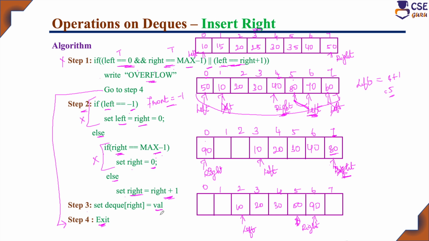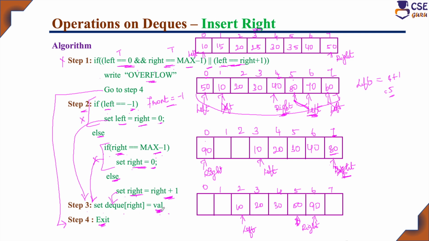Step 3 is placing the element. If left is equal to minus 1 and the condition is true, the left and right pointers you have to set to 0th memory location. Afterwards, you have to come to step 3 and place the element in that memory location. Else, if right has reached the max minus 1 position, set the right pointer to 0th memory location and then go to step 3 and place the element. Else, in the right pointer position itself, there is a free memory space. So just increment the right pointer position by 1 and then place the element. That is in step 3.